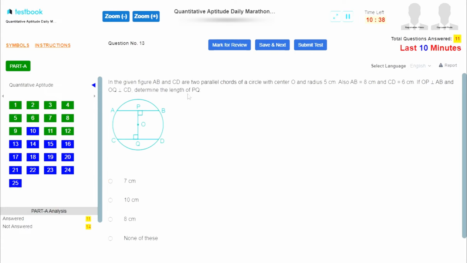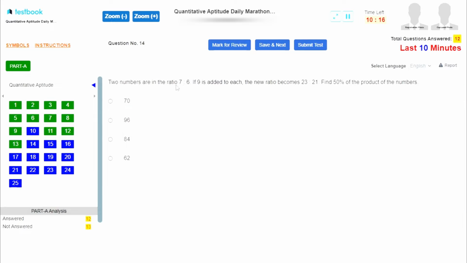Determine the length of the cube. So radius 5, so OD is 5, OB is 5, AB is 8, this is 4, 4, 5, 4, OP is 3, CD 6, 3, 3, 5, 3, 4, 4 plus 3, 7.